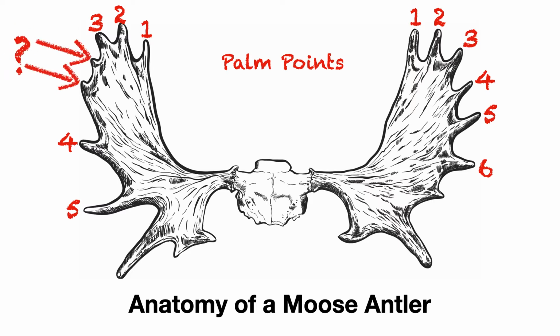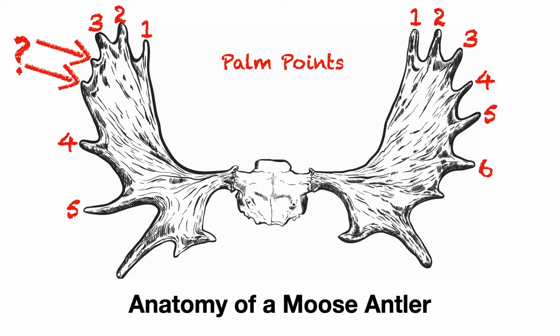Now, what about these 2 points? Why didn't we count them? Well, according to the Alaska Department of Fish and Game, an antler point must be longer than it is wide at the base and at least an inch long to be counted as a point. These 2 points are very shallow and they don't meet the requirement.